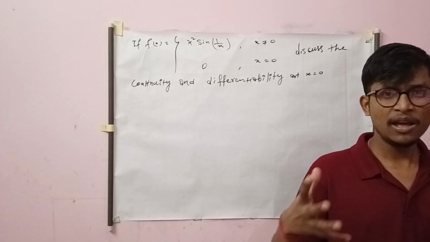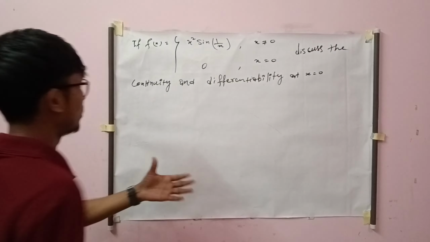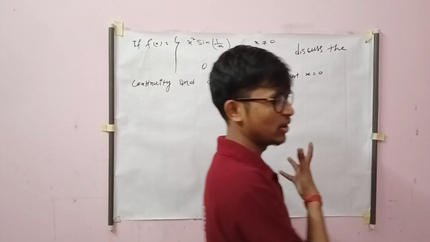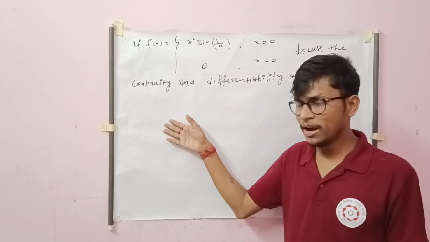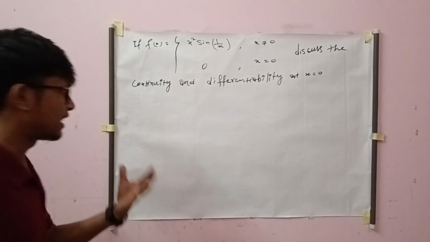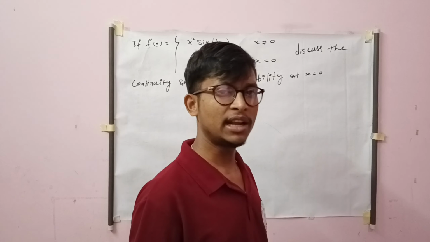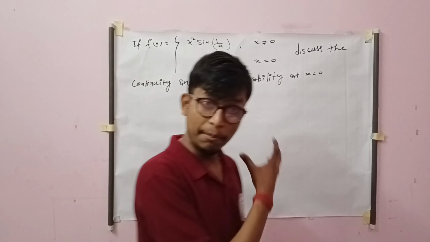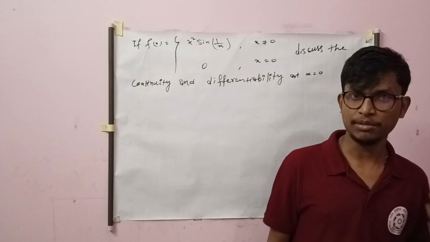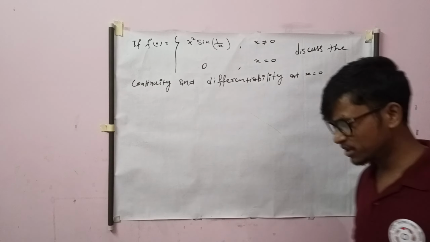How will we check that? Basically, we have to check whether the function's LHL, RHL and value of the function are equal or not. LHL means left hand limit and RHL means right hand limit. If the LHL, the RHL and the value of the function are equal, then we can consider that the function is continuous. If any one of them does not hold, then the function is not continuous.